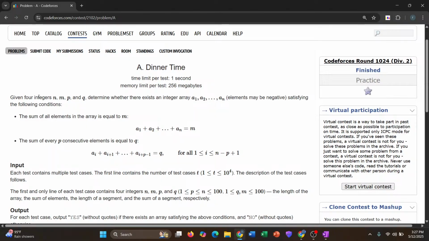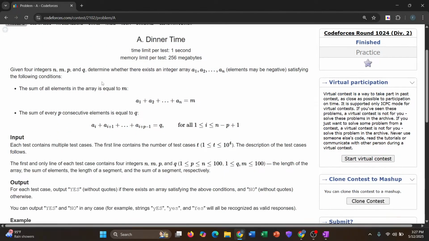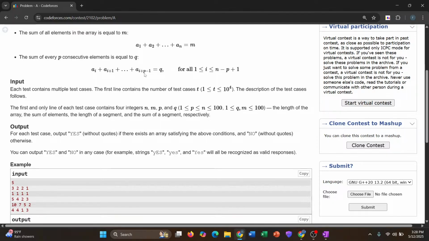It says: given four integers n, m, p, and q, determine whether there exists an integer array a1, a2, ..., an, where elements may be negative, satisfying the following conditions: the sum of all elements in the array is equal to m, that means a1 plus a2 up to an is equal to m. The sum of every p consecutive elements is equal to q. Okay, fine.